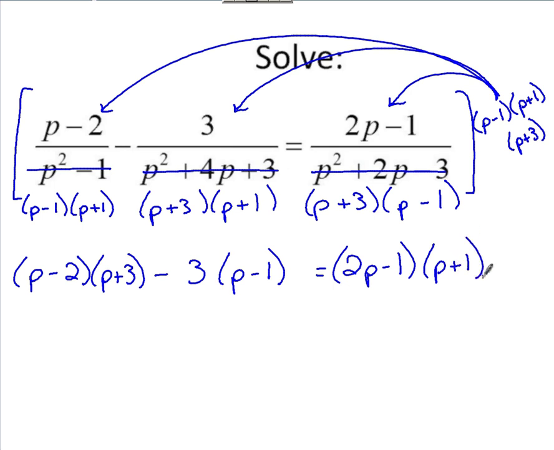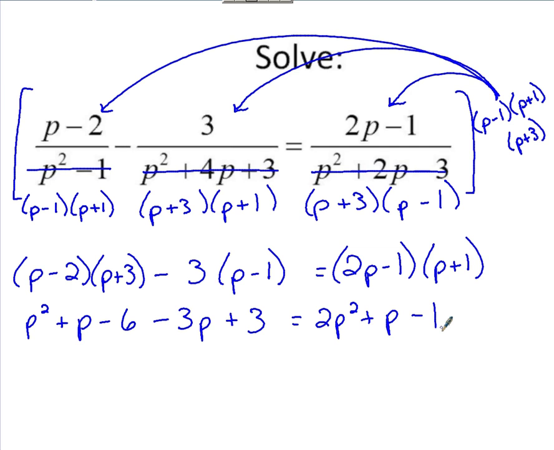Okay, we start multiplying a whole lot of stuff out. Start shifting stuff from side to side. Got p squared here. Outside's 3p, inside's negative 2p, so that's plus p. Last, we've got negative 6. Distribute the negative 3 through. Negative 3p plus 3 equals, foiling on this side, we've got 2p squared. Let's see, outside is 2p, inside negative 1p, so that's plus p. And last is negative 1.